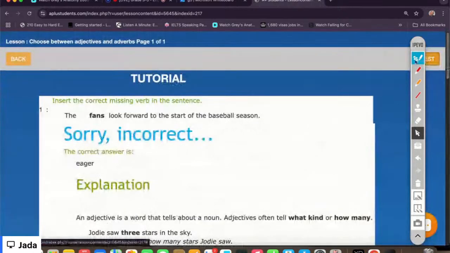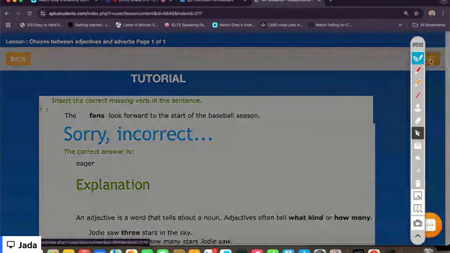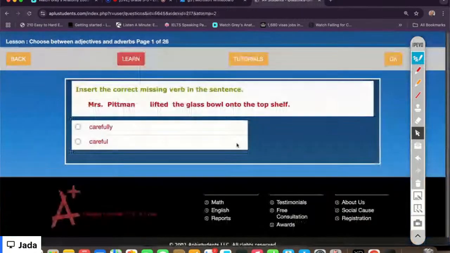So yeah, move on to the test. Share your answers with me if you know them. Alright, so insert the correct missing word in the sentence. Mrs. Pittman dash lifted the glass bowl onto the top shelf. Carefully or careful?